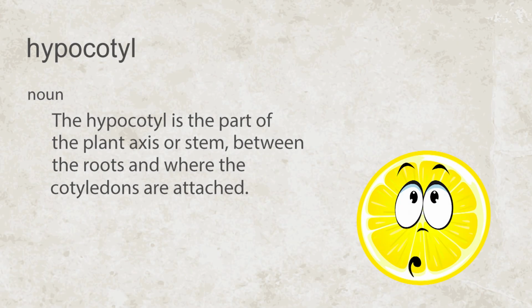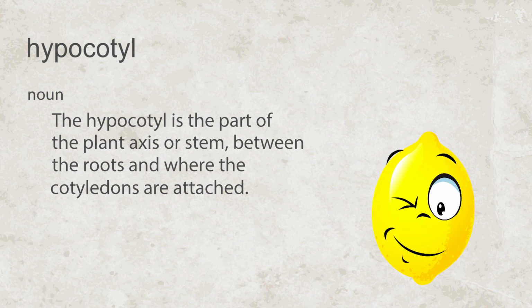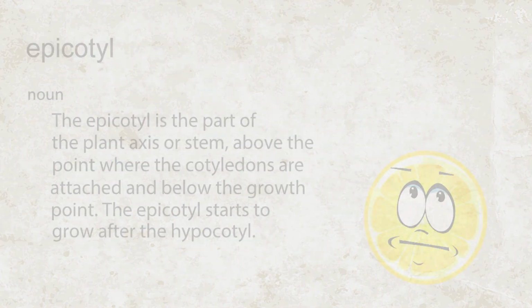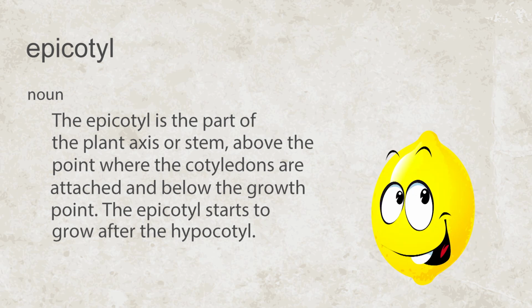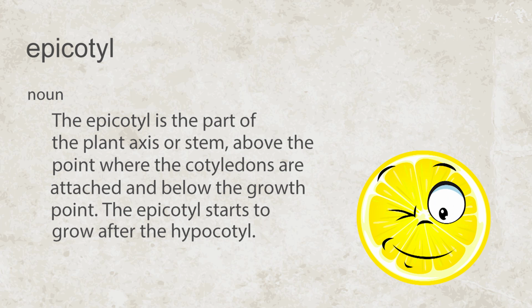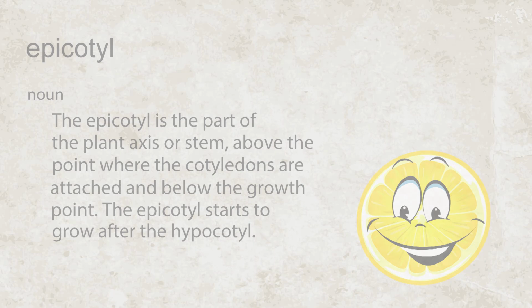The hypocotyl is the part of the plant axis or stem between the roots and where the cotyledons are attached. The epicotyl is the part of the plant axis or stem above the point where the cotyledons are attached and below the growth point. The epicotyl starts to grow after the hypocotyl.